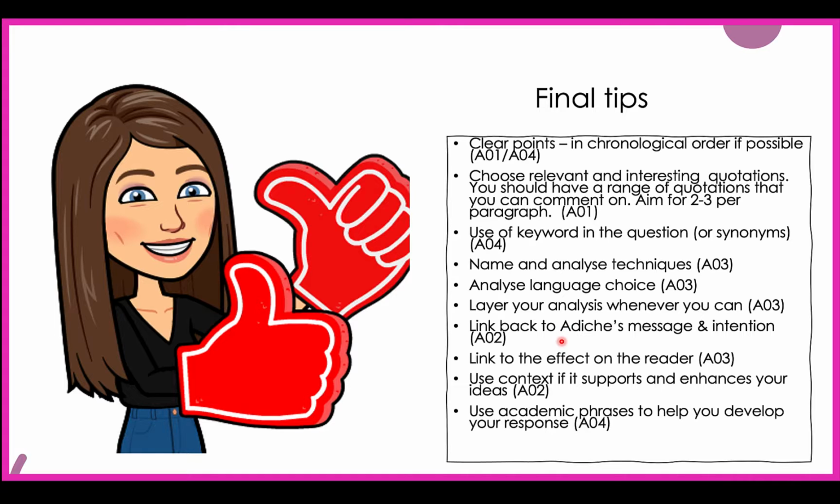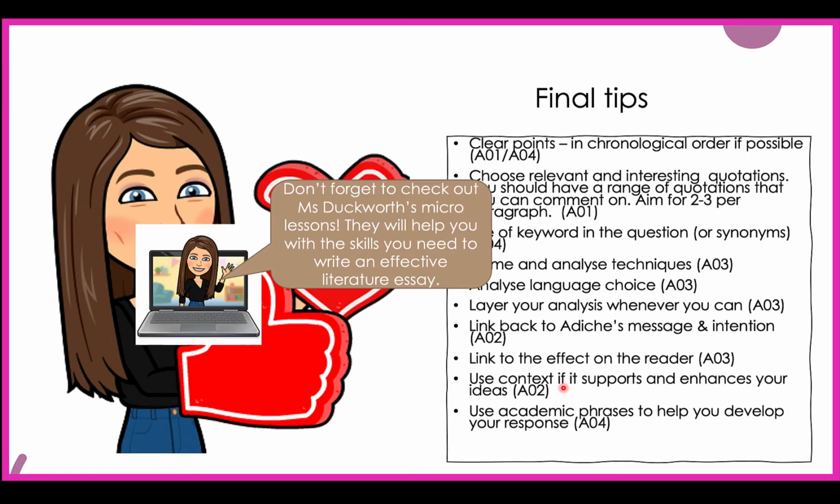Link back to Adichie's message and intention. Use her name throughout to show that you are considering why she has made the choices that she has. Link to the effect on the reader. What are we supposed to understand, feel, think? Use context only if it supports and enhances your ideas. Try and use academic phrases throughout to help you develop your response.